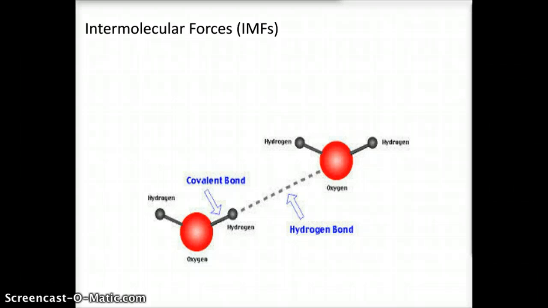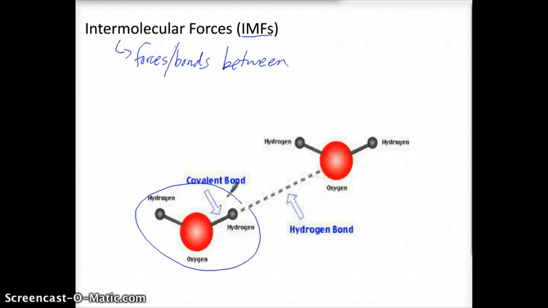And depending on the amount of dipoles and the charge and the distribution, the polarity, that gives way to different intermolecular forces, IMFs. Remember, intermolecular forces are forces of attraction or bonds between molecules, meaning between two different molecules. So here is one molecule of water, H2O. Here's another molecule of water. This dotted line represents an intermolecular force, a force of attraction.